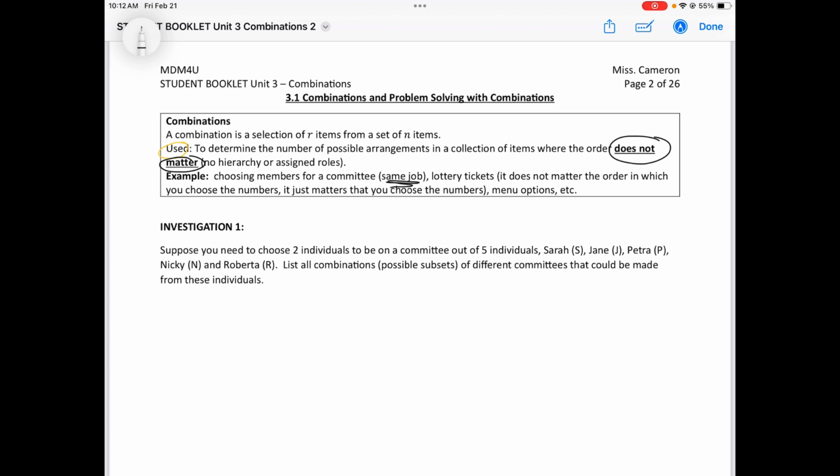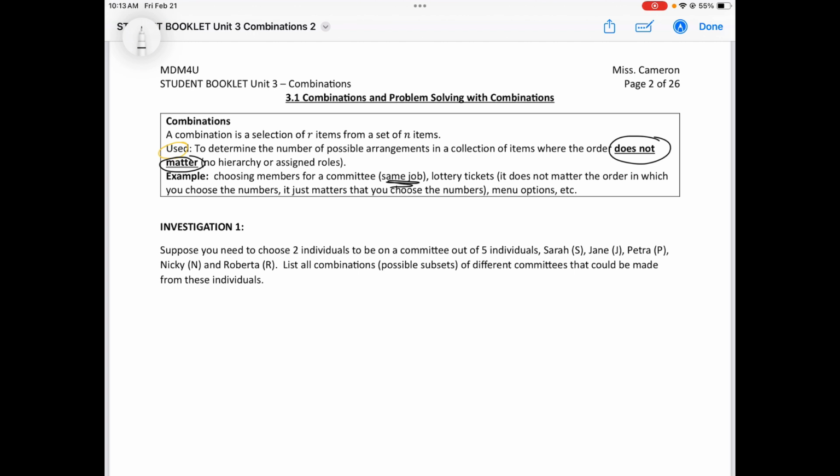Okay, lottery tickets, if you think about like Lottery 649, it doesn't matter in what order you choose the numbers as long as you choose them. So it's just a subset, right, of say 649, 6 numbers out of the 49. Okay, menu options, doesn't matter if you order 3 appetizers, there's no order or hierarchy of it.